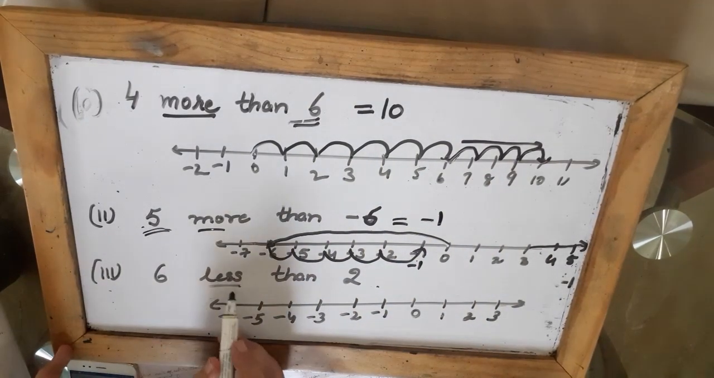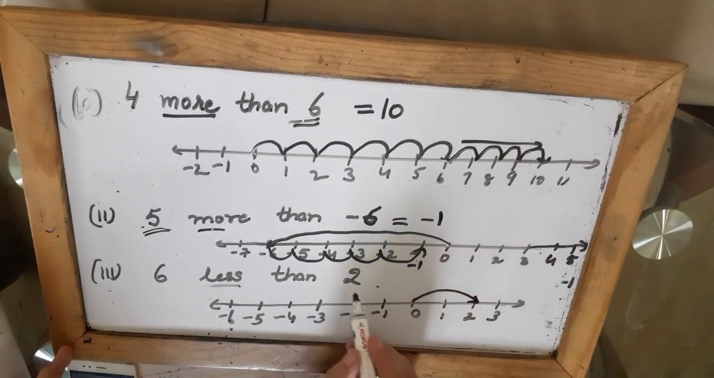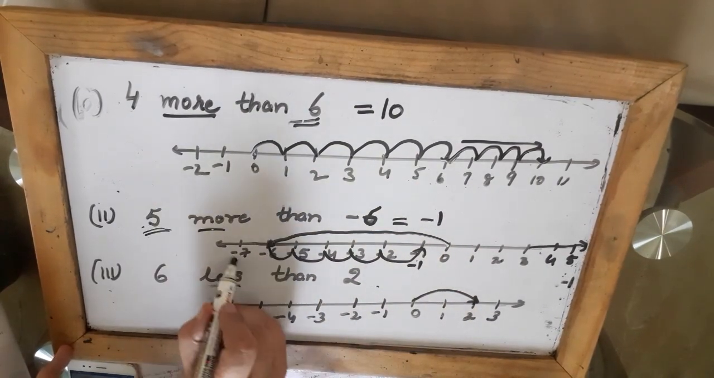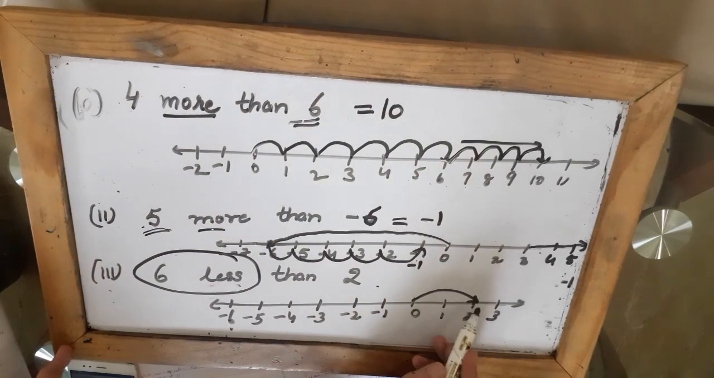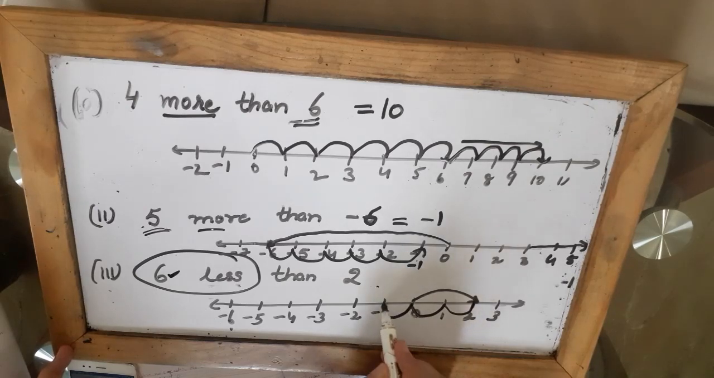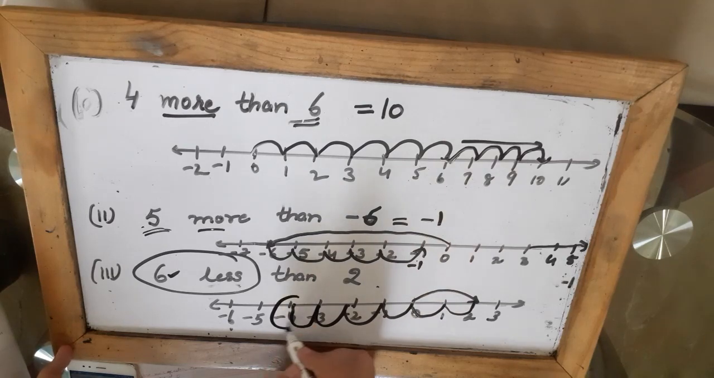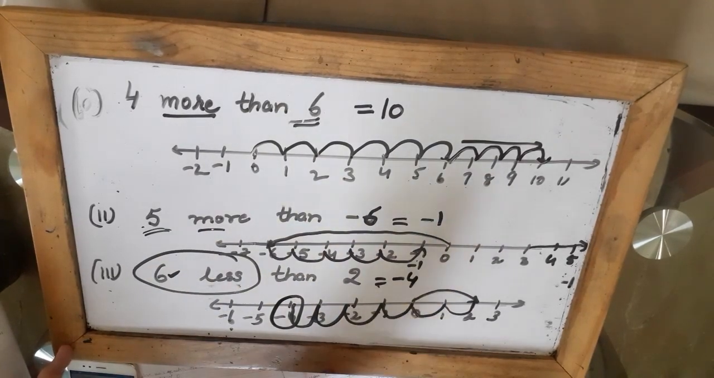Now 6 less than 2. So first of all I will go to 2. Okay, and this is positive and to the right of 0. So first I reached 2. Now I have to do 6 less. Now less means I have to move to the left side. How many steps? 6 steps. So 1 2 3 4 5 and 6. So where have I reached? I have reached on minus 4. So 6 less than 2 is minus 4.